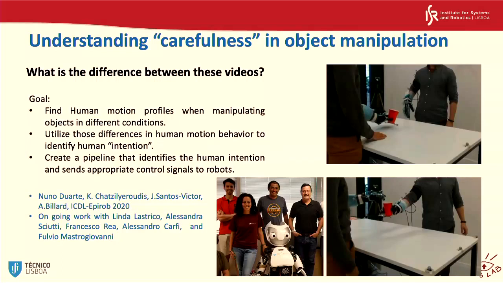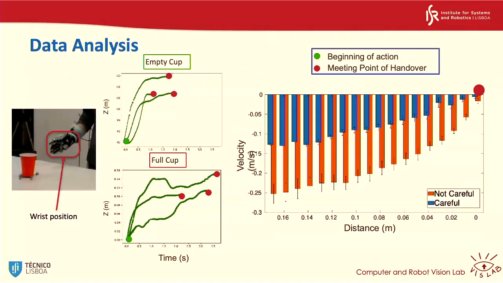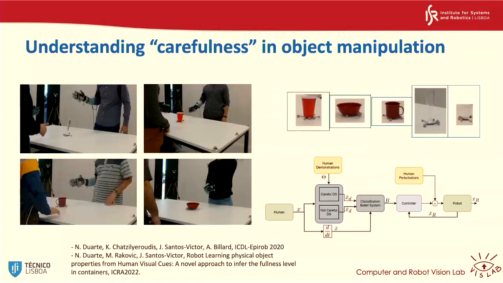Nuno has been working in his PhD thesis for a while in this direction. And now we have ongoing work with Linda and Alessandra Sciutti and co-workers at IIT in Genova. I think it's in line with all these projects that we have been developing together with Julio and colleagues for so many years. This is just a glimpse of the type of information that we extract, profiles of velocity, and we see that these profiles change depending on physical properties of the objects, and we try to use this information first to model and then to infer whether or not we should be more careful when manipulating a certain object because of its specific physical properties.